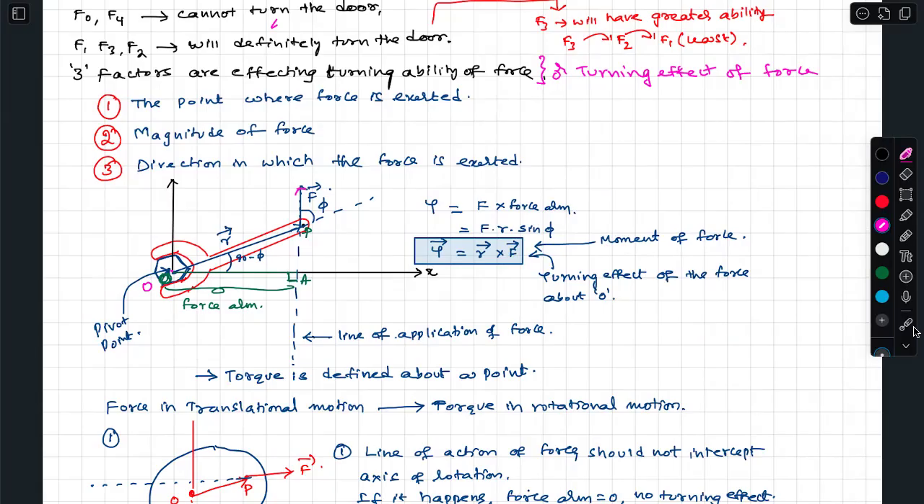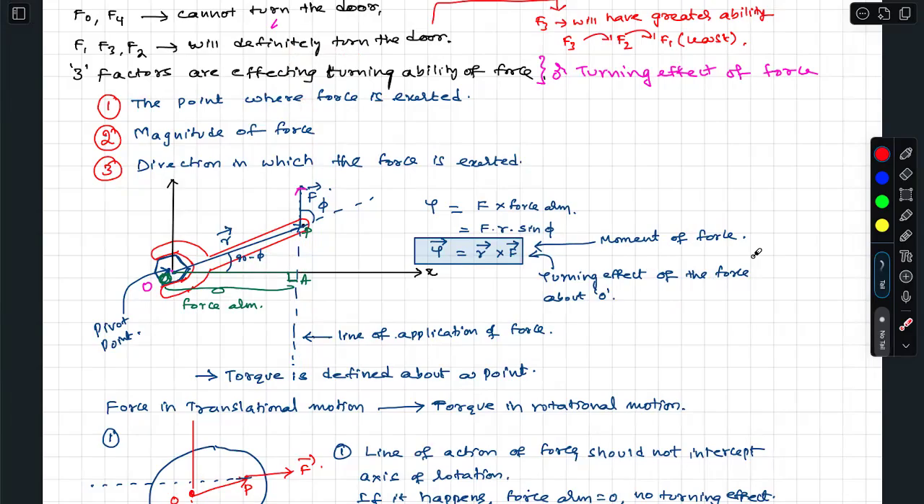Whenever you face such a situation, very simple. Remember, the axis of rotation is into the plane of the board right now. And this is the line of action of force. On the line of action of force, you draw a perpendicular. This perpendicular distance is called force arm. Force into force arm is called moment of force. I repeat, force and perpendicular distance, force arm, is called moment of force, or the turning effect of the force about the point O. Got the point? Do you have any doubt? I taught you at a very elemental, fundamental level.